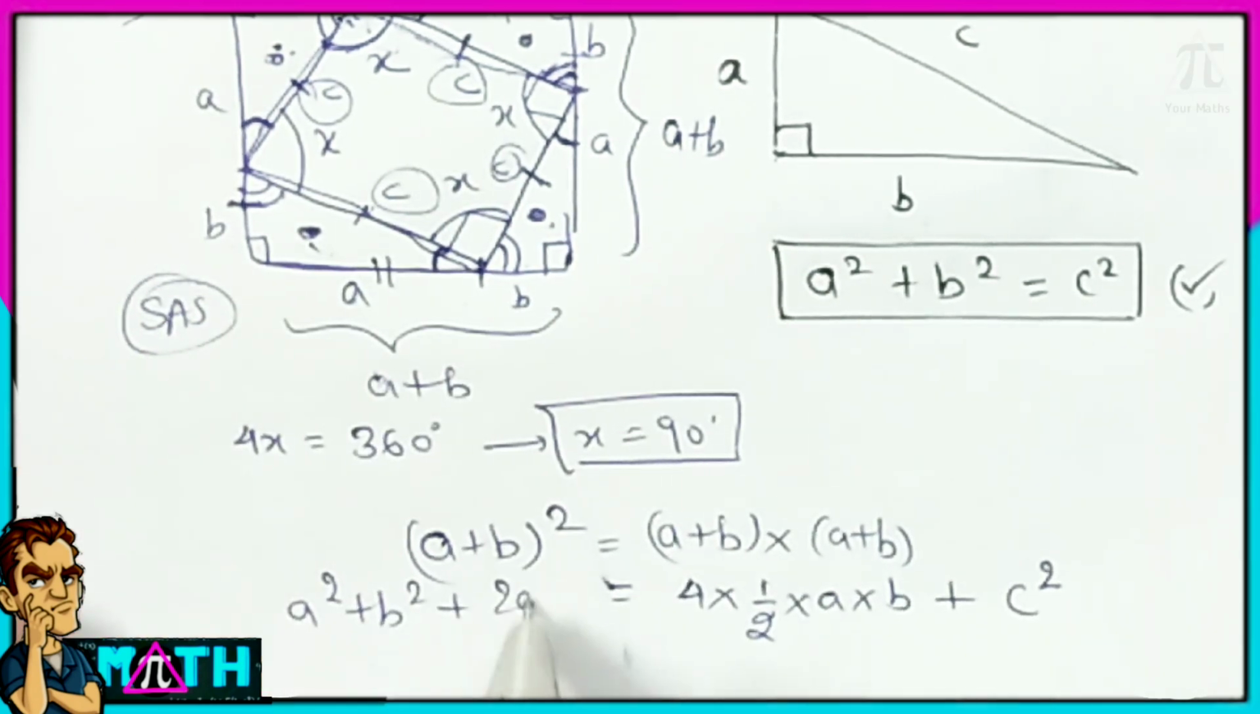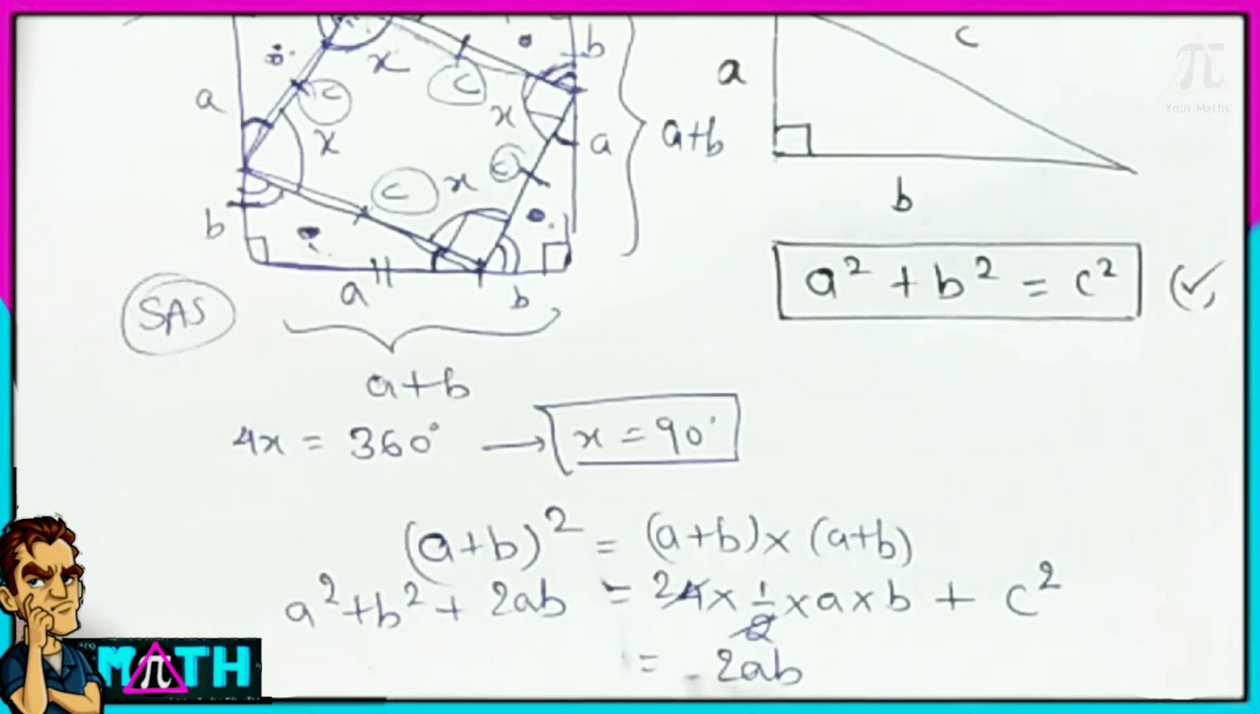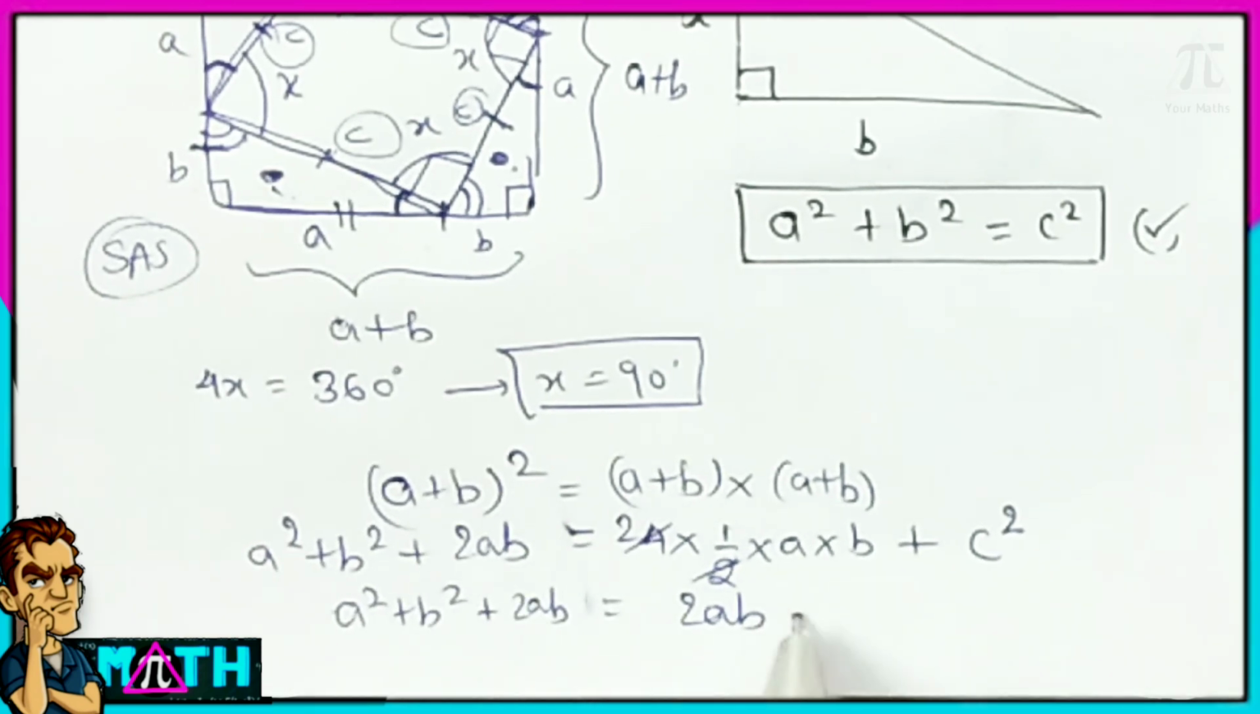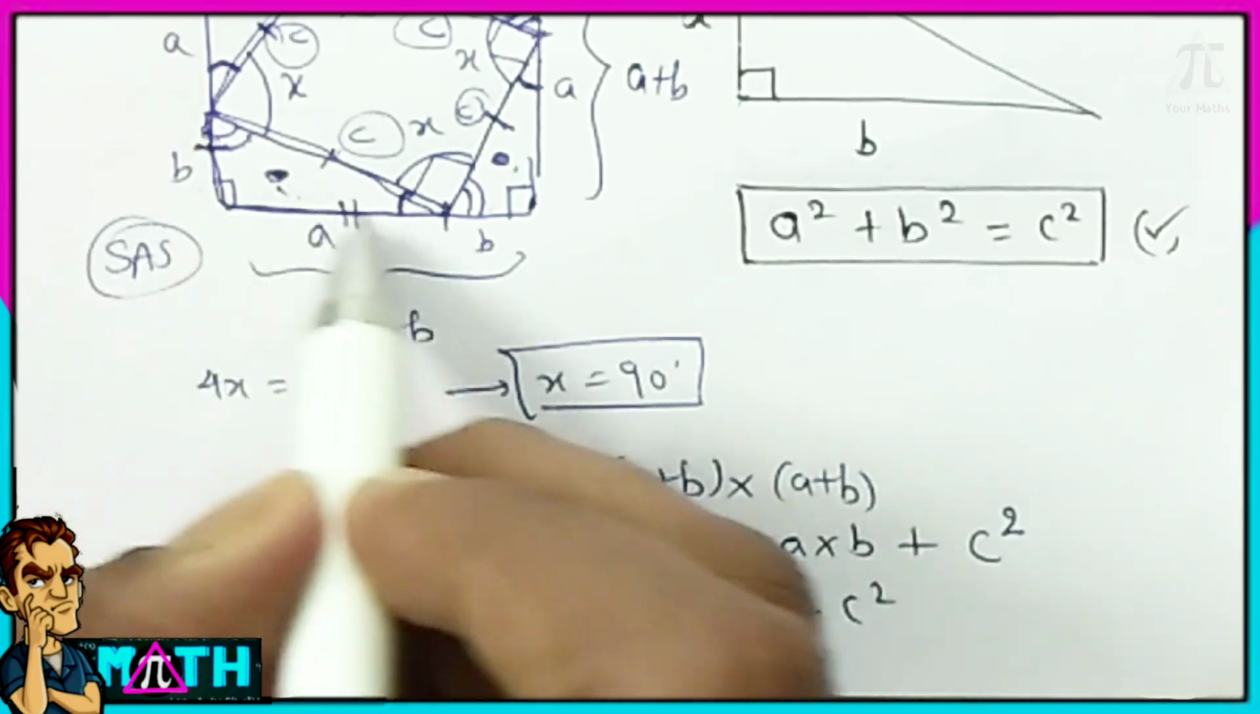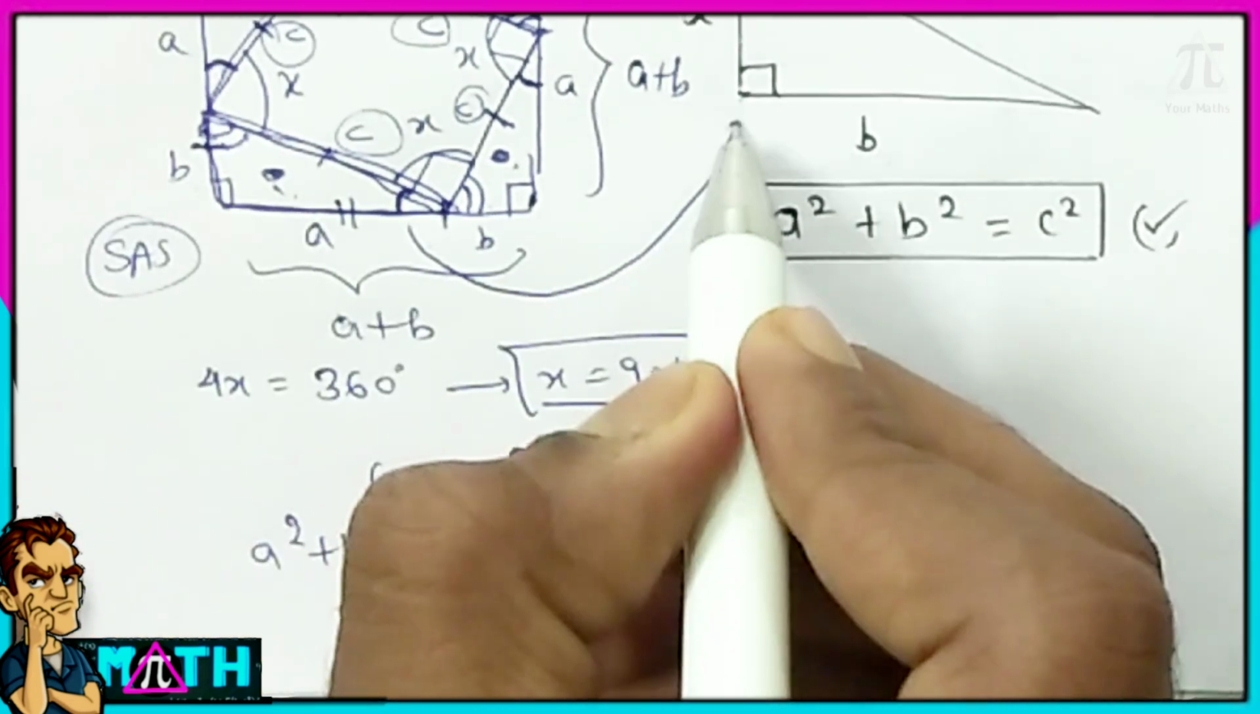Now open the a plus b the whole square bracket. You can clearly see that 2ab cuts out, and you can clearly see that a square plus b square is equal to c square. And when you apply this here, you get the Pythagoras theorem.